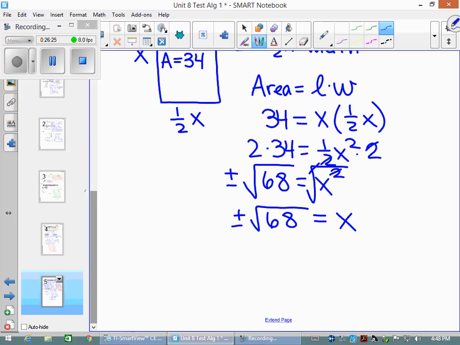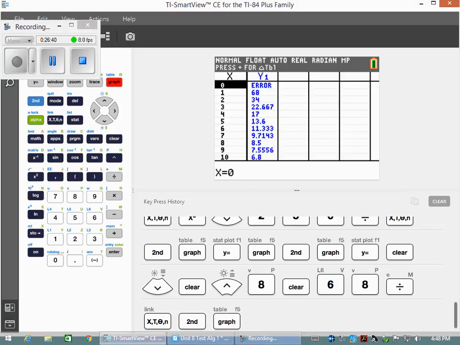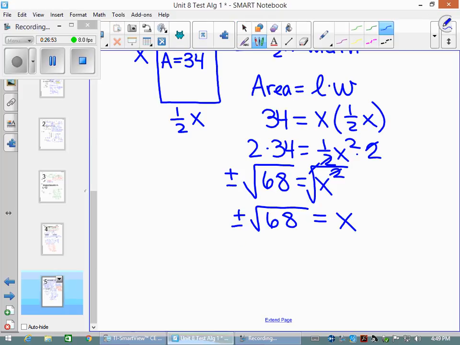So I go to my table. I first go to my y equals, type in 68 divided by x so I can see all the factors of 68, go to my table to actually see them, and I'm looking for the biggest perfect square that goes into 68. And I'm looking here, and I see 4 times 17. 4 is the biggest perfect square that goes into that number. So I'm going to break this down a little bit further. 4 times 17 is equal to 68. 4 is my perfect square. That's going to come in front of the radical now as a 2.